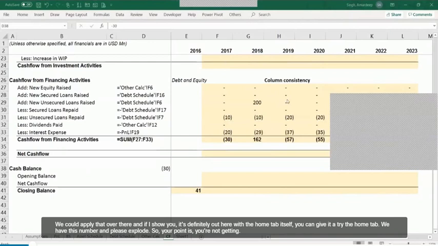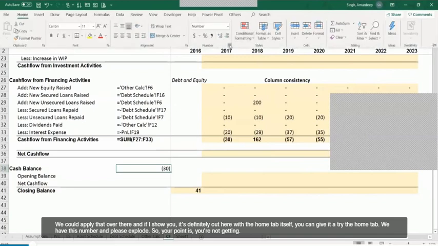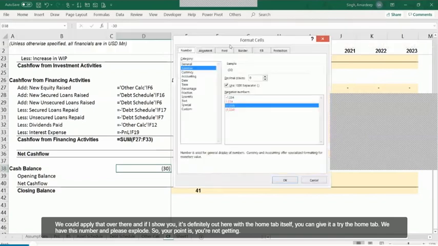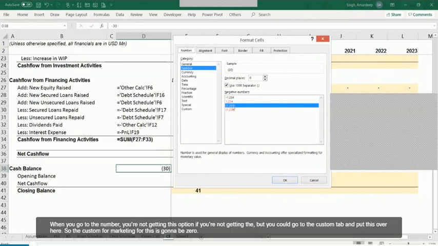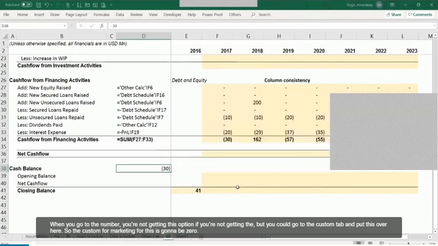And if I show you, it's definitely out here. So in the home tab itself, you can give it a try. In the home tab, we have this number, and please explore it. So your point is you're not getting this option in the numbers. So when you go to the numbers, you're not getting this option. If you are not getting this option, what you could do is go to the custom tab and put this over here. So the custom formatting for this is going to be 0.